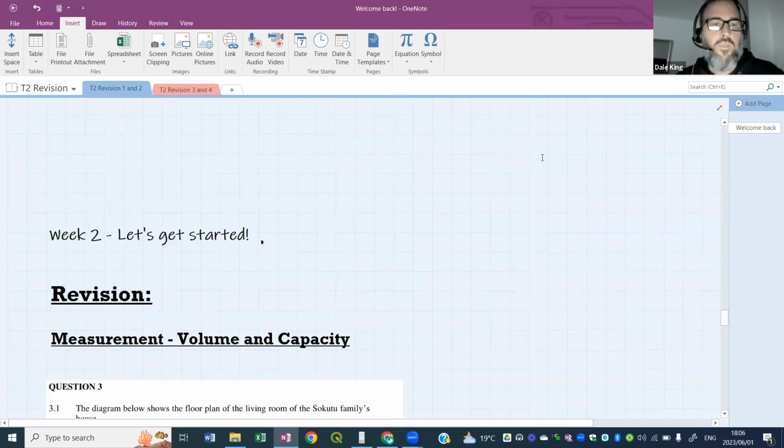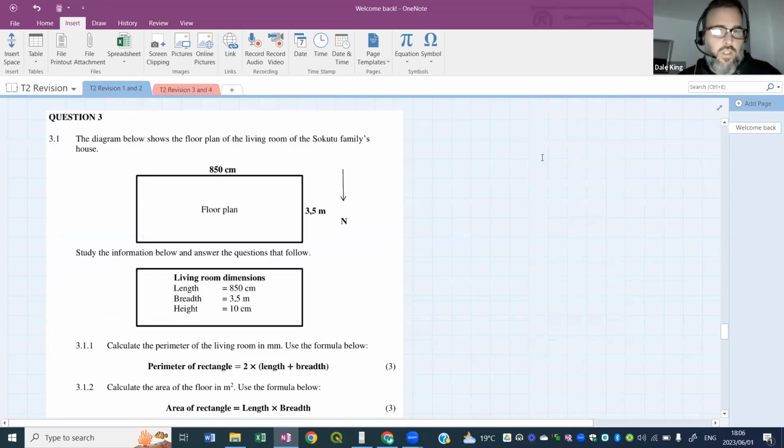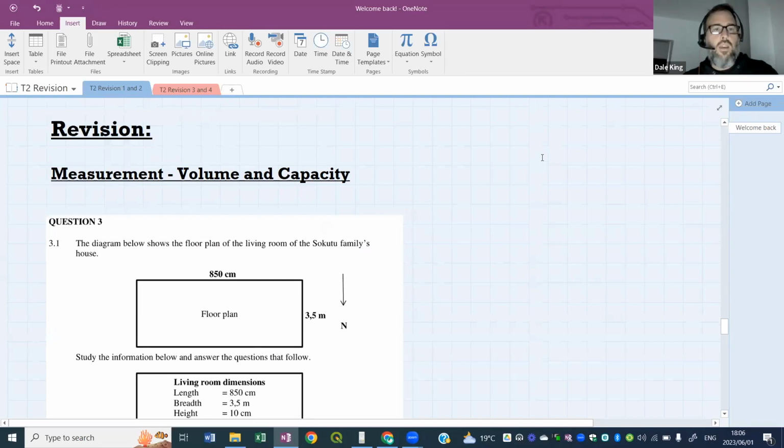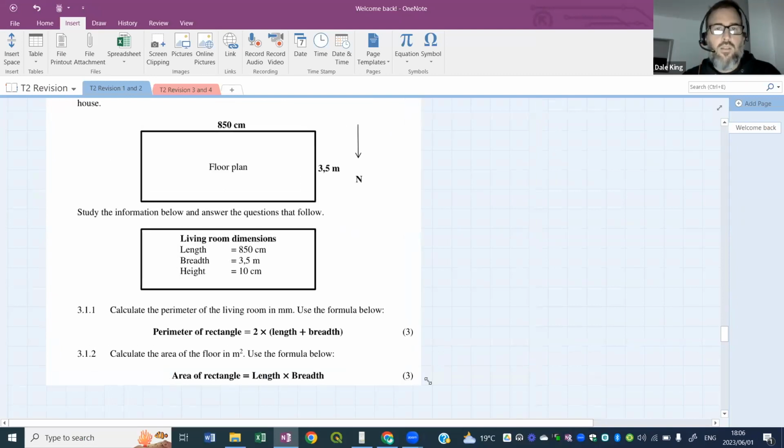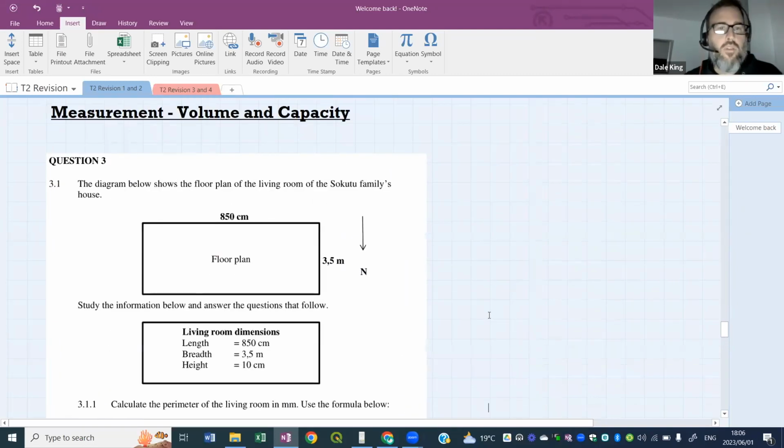Or something like that. All right, let's get cracking. Let's get straight into it. This is the measurement question that I wanted to do with you on Tuesday, so let's have a look at it tonight. We're dealing with exam type contextual questions for revision of measurement.